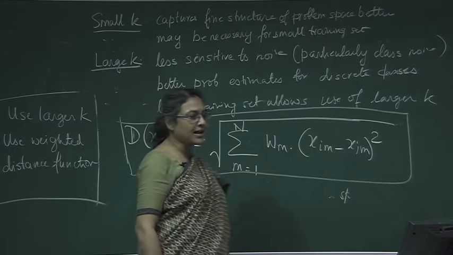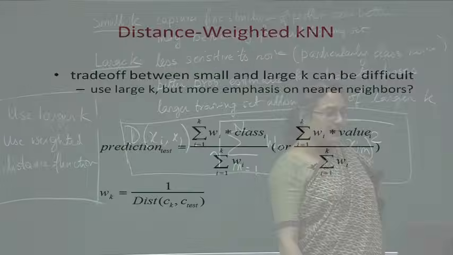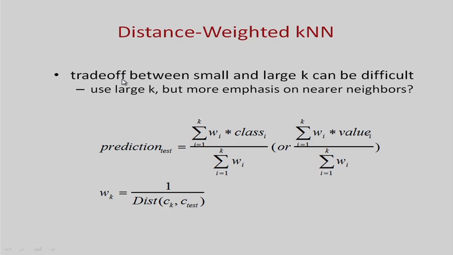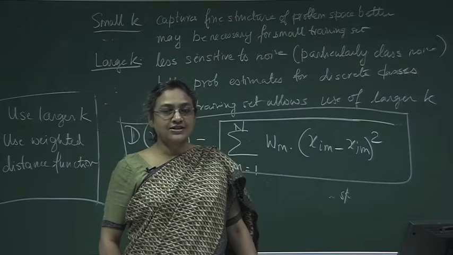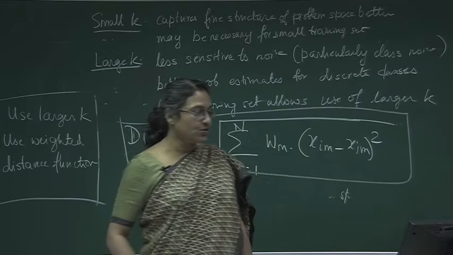But to summarize, in distance weighted k nearest neighbor, we have a trade off between small and large k, which can be difficult, because large k means more emphasis on nearer neighbors. So, in the weighted KNN, the prediction is based on a weighted average, and this weight can be based on the distance. The weight can be proportional to the inverse of the distance between the two examples.